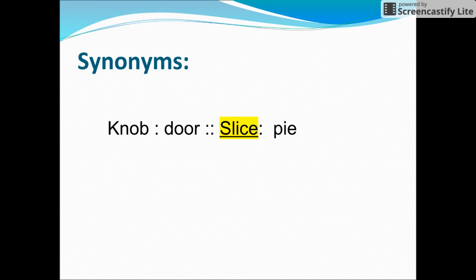Our answer is slice. So a knob is to door as a slice is to pie. And that should be part to whole. I'm sorry, I know it says synonyms. I messed up. So your answer should be slice. A slice is the part to the pie.